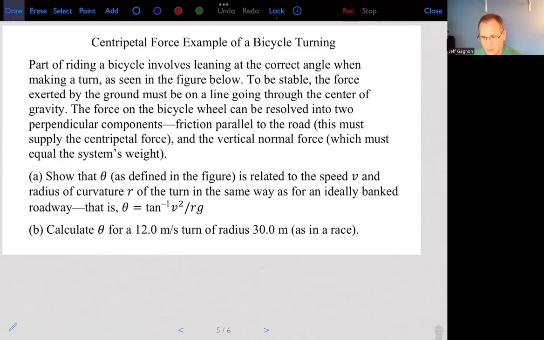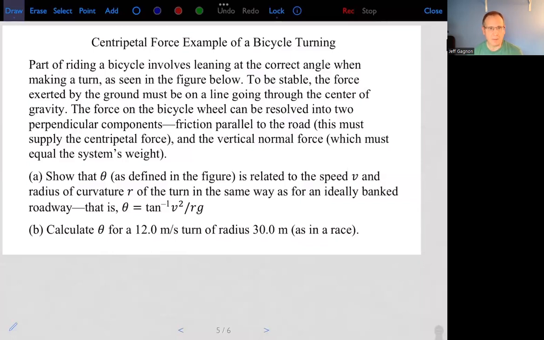One component is simply the static frictional force, right, which is parallel to the road. And that is the force that must supply, that's really the centripetal force, right, that allows the cycle to turn in a circle. And then the other component of that ground force is going to be the normal force, right? It's the vertical component, which is the normal force. And that must equal the system's weight. We'll see that in a second.